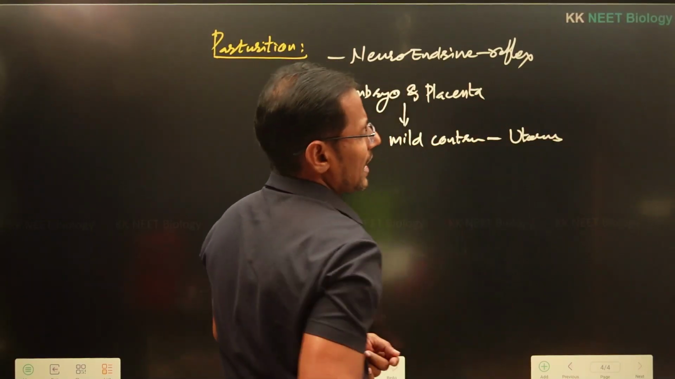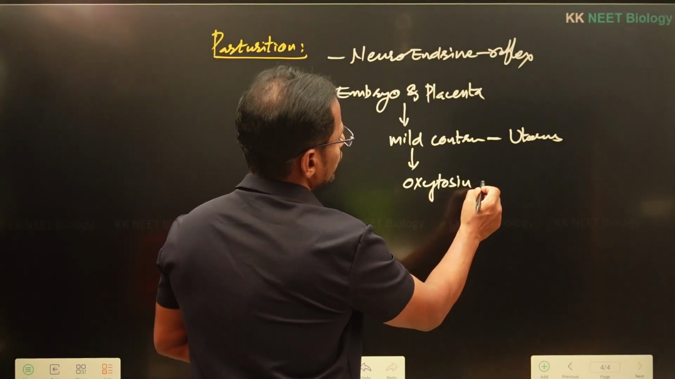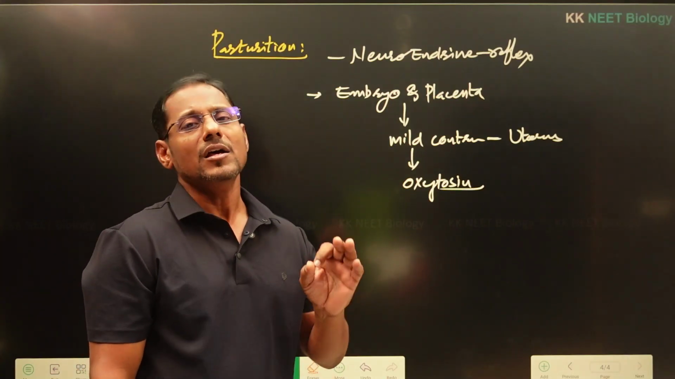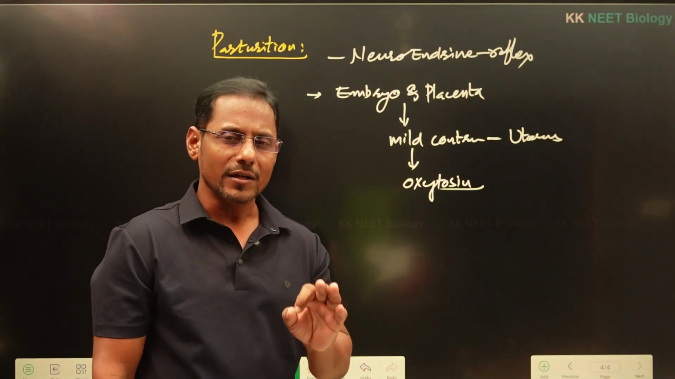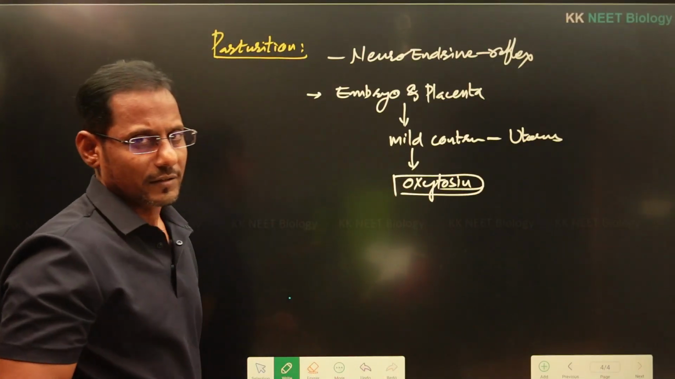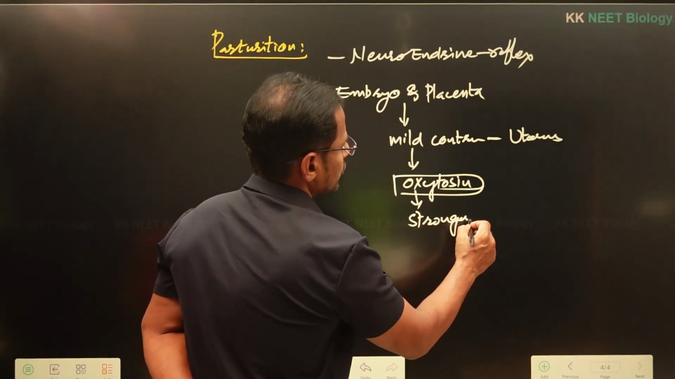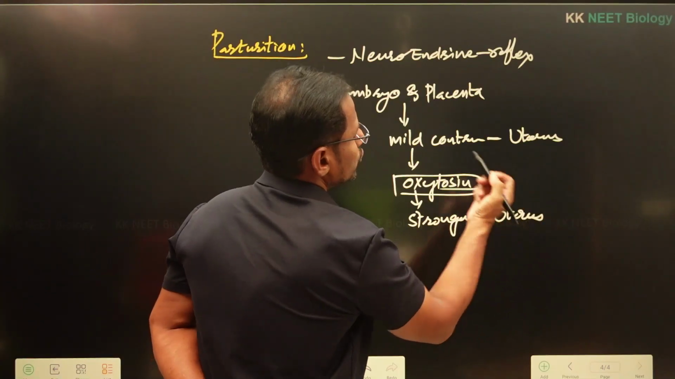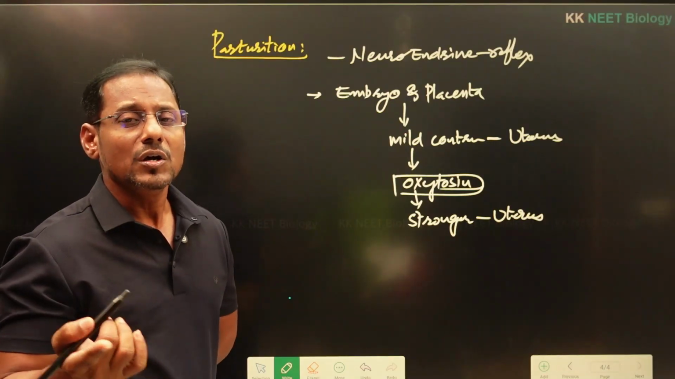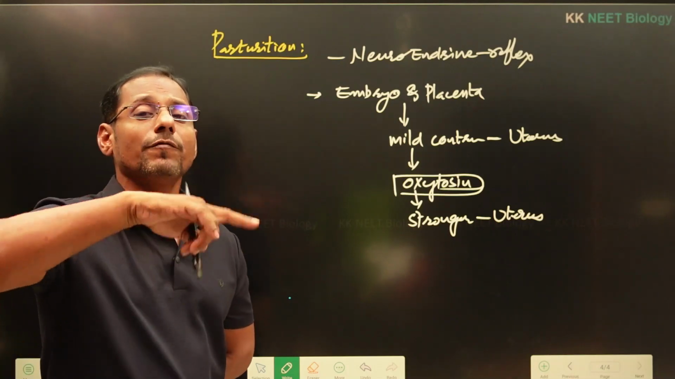As a result, what happens? Oxytocin is secreted from the posterior lobe of the pituitary. Now the stronger contractions take place in the uterine wall. These stronger contractions have a positive feedback mechanism for the release of oxytocin.